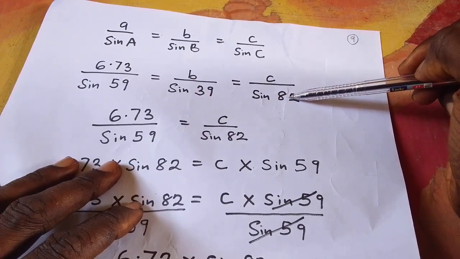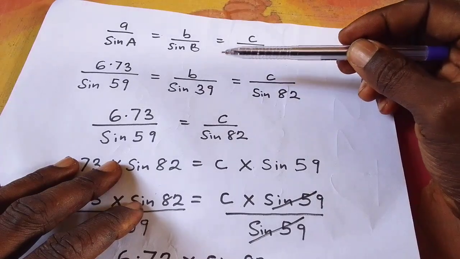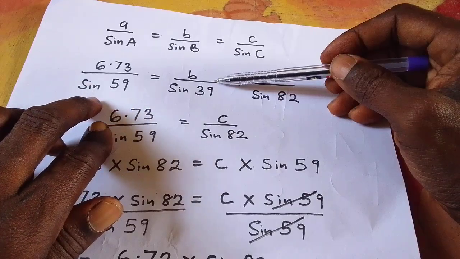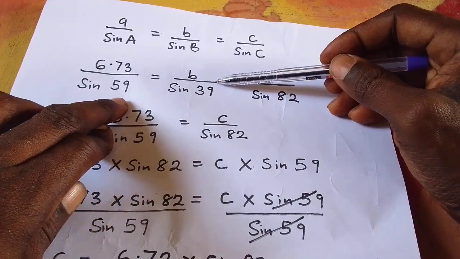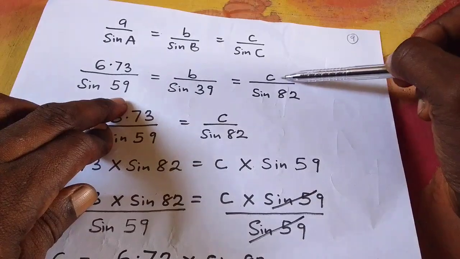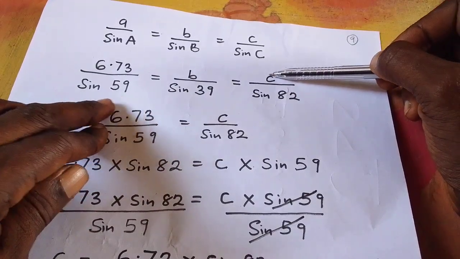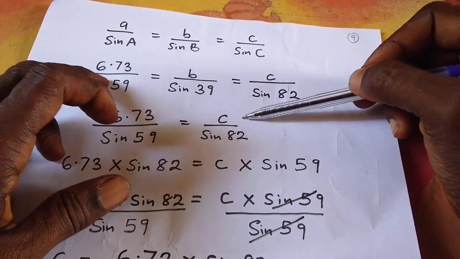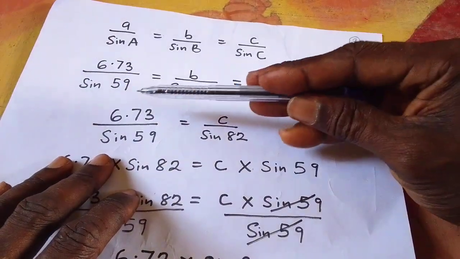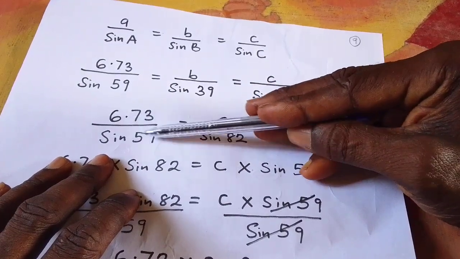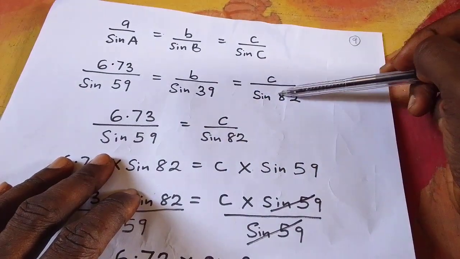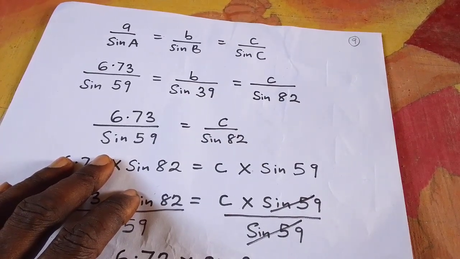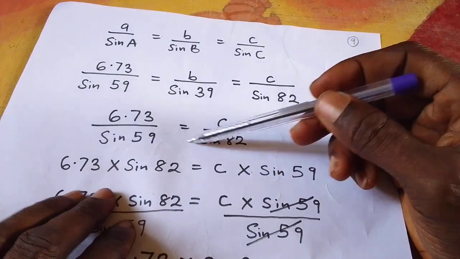Now you realize that out of these ratios, the one that is complete is 6.73 over sine 59, and you are told to look for the value of c. So you pick the complete ratio and the ratio containing c, and equate them together. That means you'll have 6.73 over sine 59 equals c over sine 82. You are told to look for the value of side c. Now you cross multiply from here.